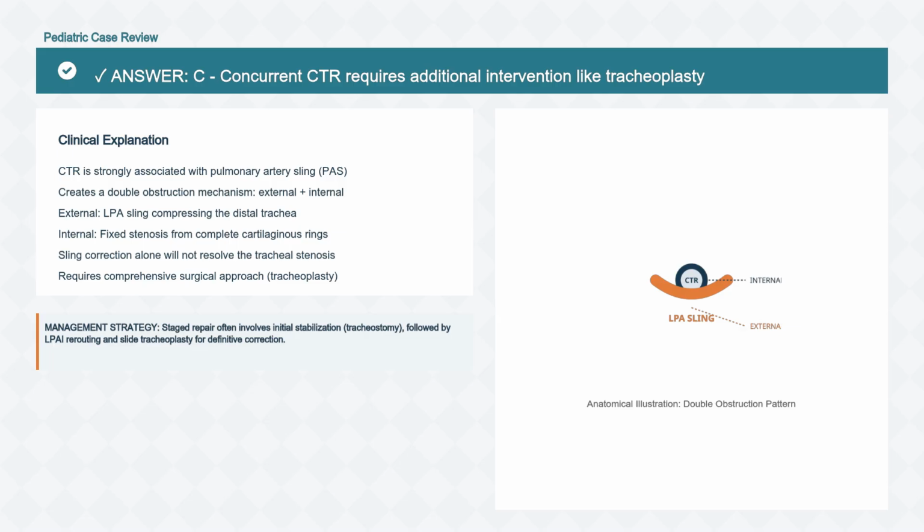Complete tracheal rings are strongly associated with pulmonary artery slings, creating a severe double obstruction mechanism. Sling correction alone will not resolve the internal fixed stenosis, so a staged repair involving a slide tracheoplasty is mandatory.